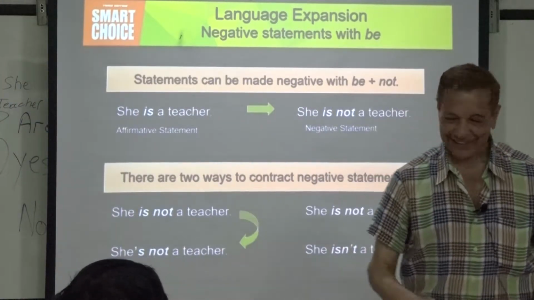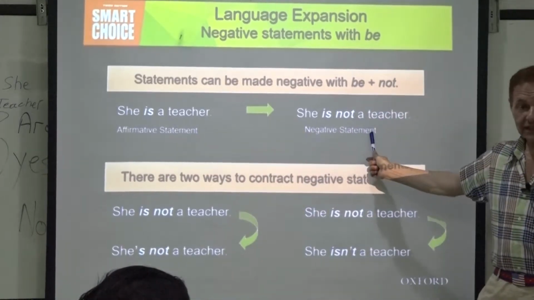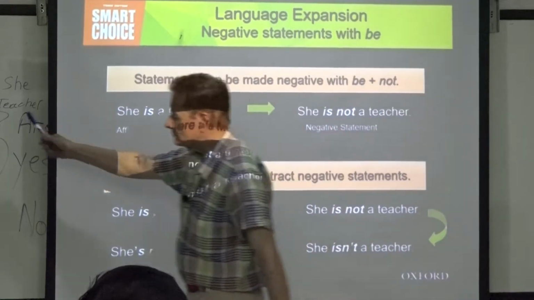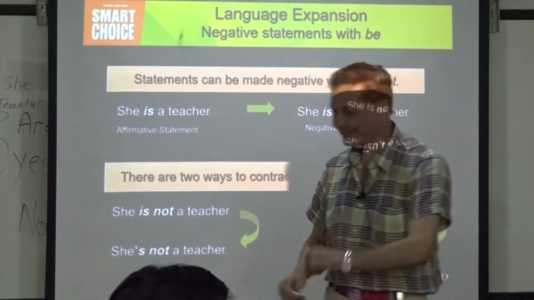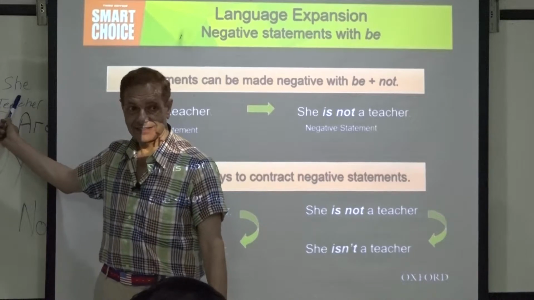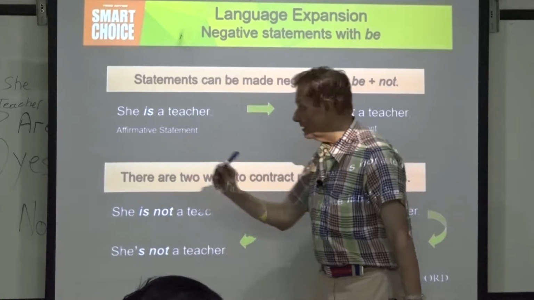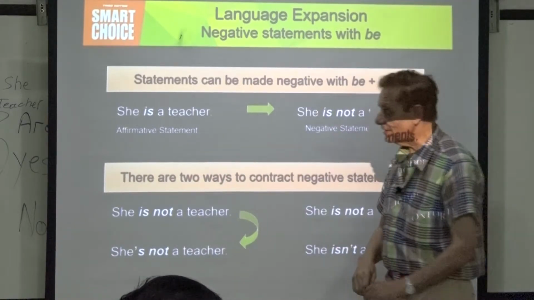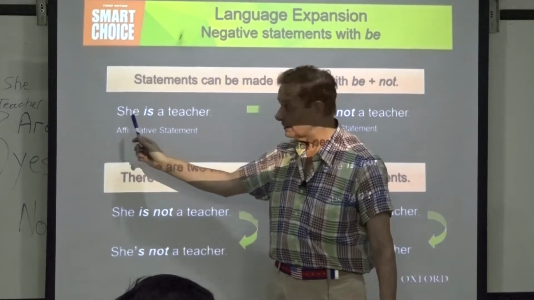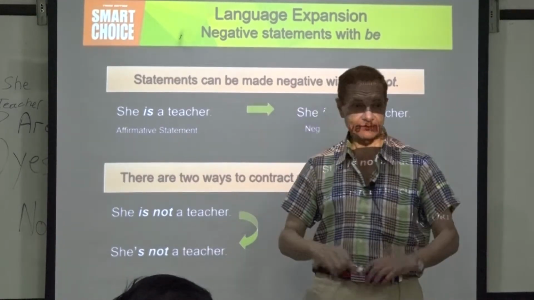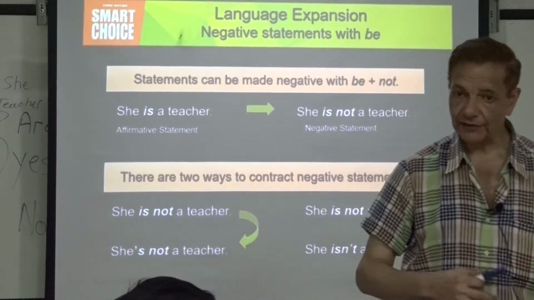Okay, very easy. Now, affirmative, negative, question. Affirmative. Negative. Very lovely. Subject, verb. Okay. Very good. And we study about the noun and verb, right?